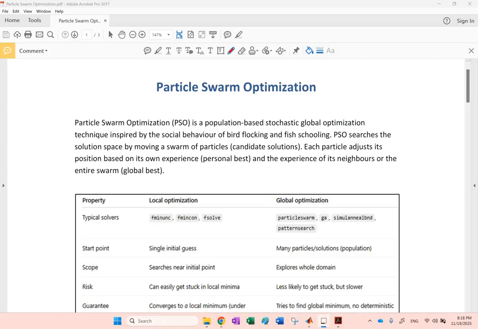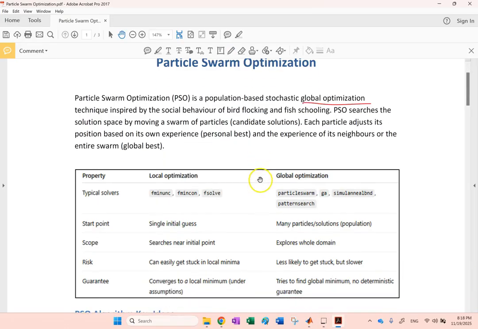Hello everyone. In this video, I want to talk about a very important optimization technique called particle swarm optimization, PSO. And this is really good if you want to do a global optimization. What does global mean? Global means your function can have a bunch of local minima and some global minima, one global minima and a few local minima.